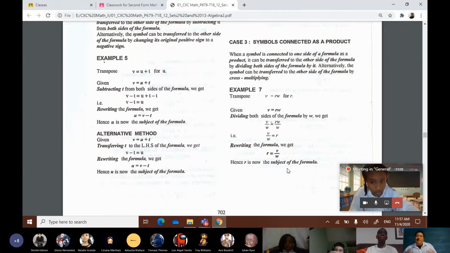Again, very, very similar to case 3 on equations, where case 3 says equation containing product. So very, very similar. Okay? Questions, guys?